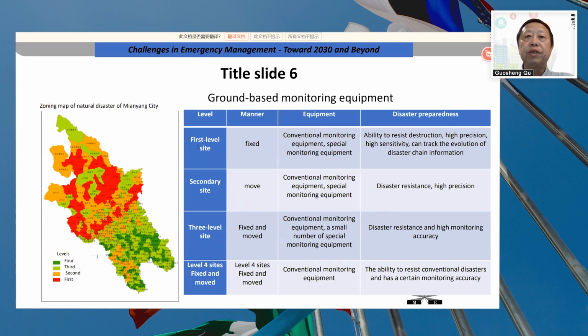4-level monitoring. The first level site is fixed, with commissioning monitoring equipment and spatial monitoring equipment for disaster preparedness. It has the ability to resist destruction, high precision, and high sensitivity, and can track the evolution of disaster chain information. It means that maybe after an earthquake, we have a lot of landslides, and also because of a big storm, there is some mud flow and also flooding. So that is a big disaster chain.